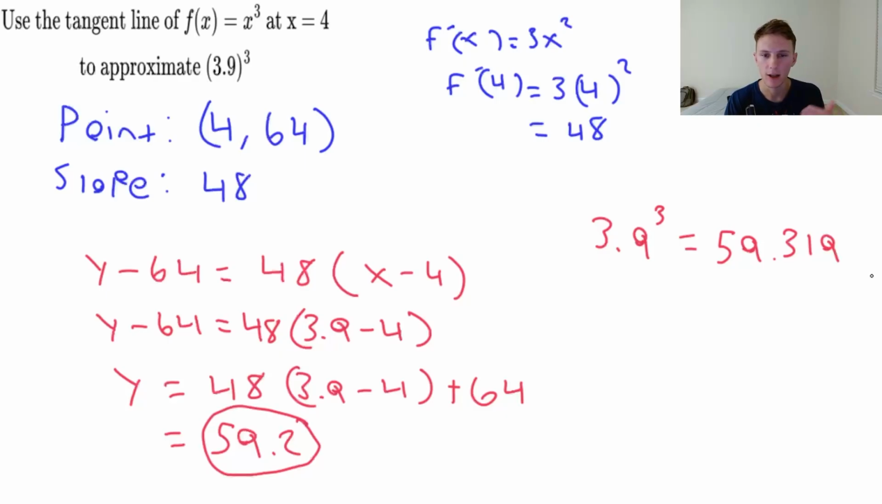The percent error is going to be very low. But as we go further away from that x equals 4 point, we're going to get a much higher error. So I hope this helps with approximations. I know these can be difficult, but I think if you understand the concept behind them, they're pretty easy.